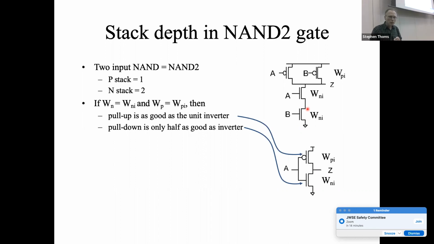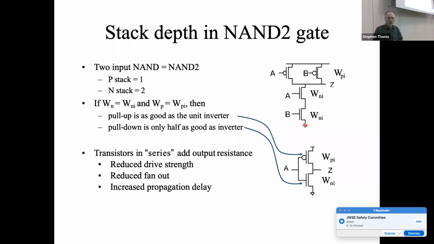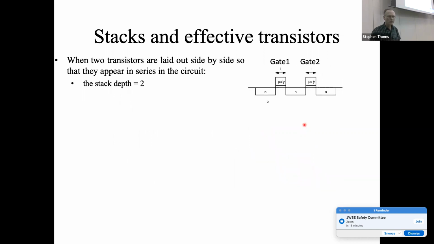But essentially, the important thing here to note is that pull down is worse because you're always having to pass through 2 transistors, so you've got more impedance. So that gives you reduced drive strength, reduced fan out, increased propagation delay. So how do you deal with that is the question.